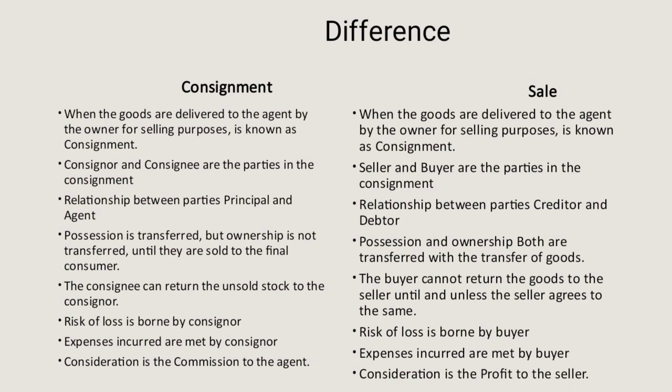In consignment possession is transferred but ownership is not transferred until the goods are sold to the final consumers, that is, the principal is giving the goods to the agent to sell on his behalf, but the ownership will remain with the principal until and unless the goods are sold. But in sales the possession and ownership both transfer. Then the consignee can return the unsold stock to the consignor, and the buyer cannot return the goods to the seller unless there is some agreement.